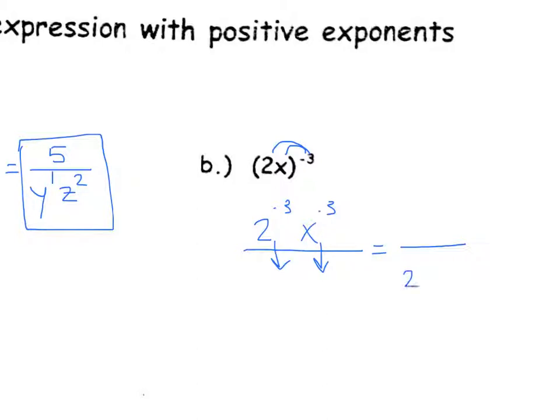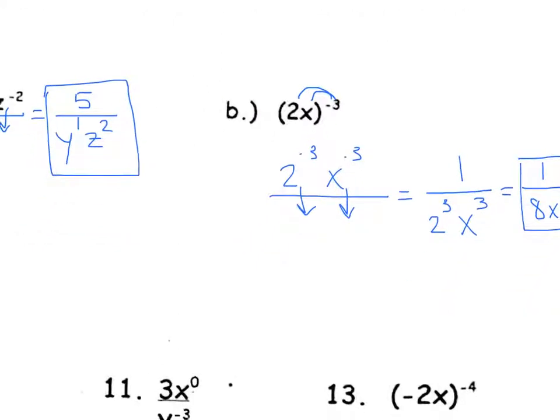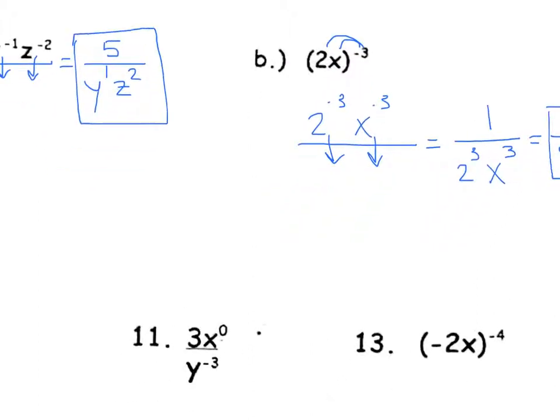The 2 is on the bottom, but with a positive exponent. The x is on the bottom, but with a positive exponent. Since I have an empty top, I fill it with a 1, and in this case, I can simplify. 2 to the third is 8, so I get 1 over 8x to the third. Okay? That's not simple, but that's how you deal with negative exponents.